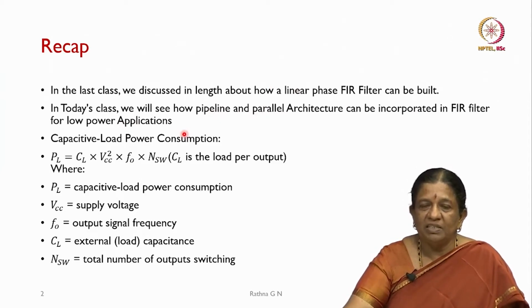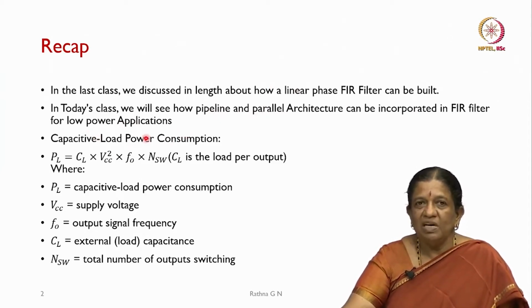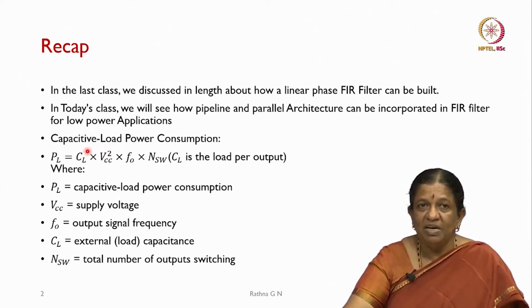for low power applications. When I talk about low power, in this case we will be considering the capacitive load power consumption, which is given by PL equal to CL into VCC squared into F naught into NSW. So the power is proportional to the frequency and the square of the voltage. If we reduce the voltage, the power consumption is going to come down drastically, but for speed we have to increase our frequency.